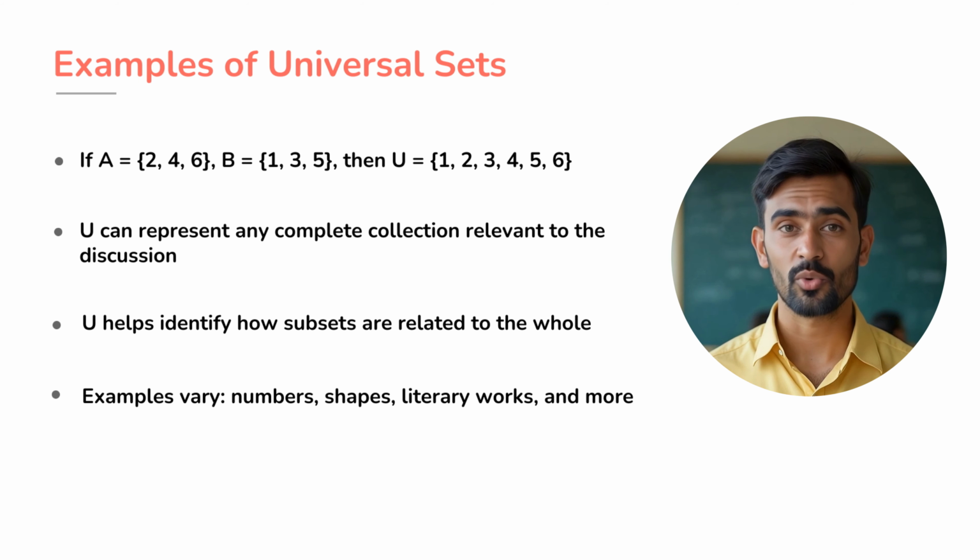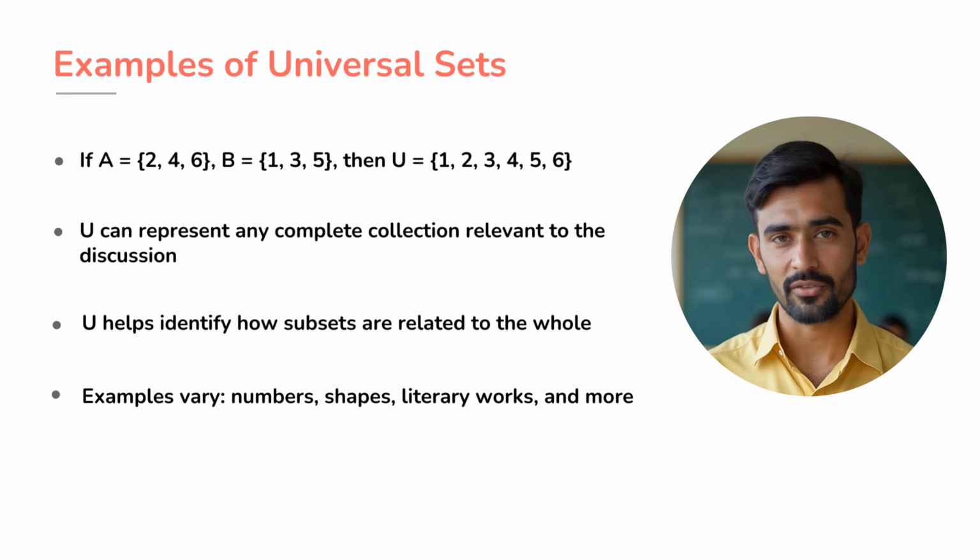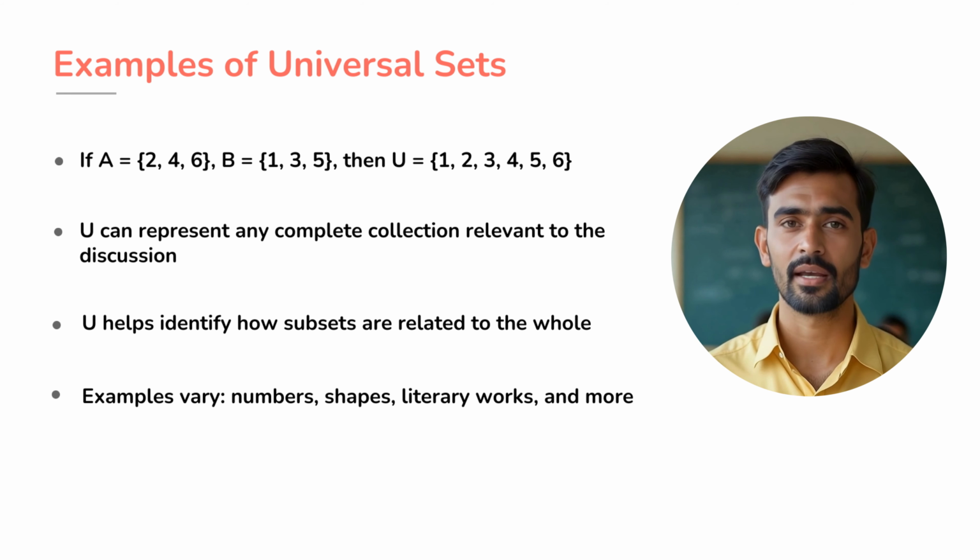Let's look at a few more examples. Say set A is {2, 4, 6} and set B is {1, 3, 5}. Then universal set U would be {1, 2, 3, 4, 5, 6}. Both A and B are subsets of U. In geometry, if U is the set of all two-dimensional shapes, then a subset might be all circles. In literature, if U is all Shakespearean plays, a subset could be his tragedies.